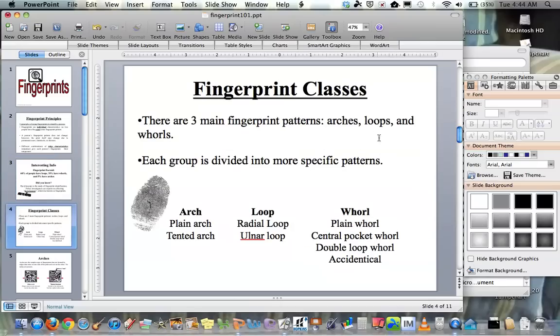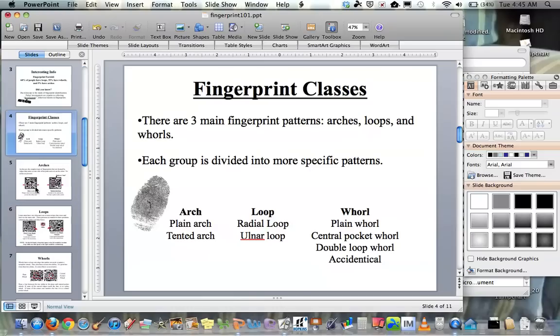Okay, three main patterns. Just like we said before, arches, loops, and whorls. Now you could go ahead and write that down into your notes. And then each of those types has a few different distinguishing features that can further separate them. Now you do not have to write anything down on the bottom half of this slide. I will give you a handout. The substitute will give you a handout in order to put those into your notes. You don't have to write this part down. We are going to talk about these and look at them, however.